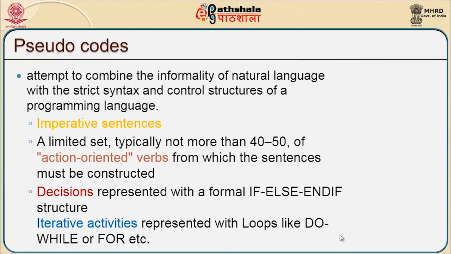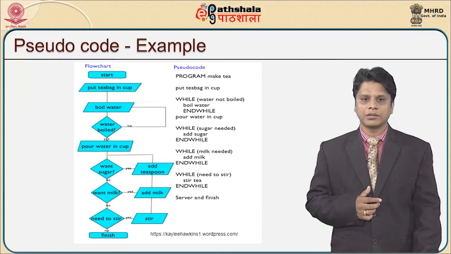If you have a doubt about what pseudocode really means, pseudocode attempts to combine the informality of natural language with the strict syntax and control structures of a programming language. So this becomes an imperative statement. A limited set, typically not more than 40 to 50, of action-oriented verbs is used in pseudocode. Decisions are mostly represented with if-then, if-else, end-if structures. Iterative activity is represented within loops, mostly in do-while or for format.